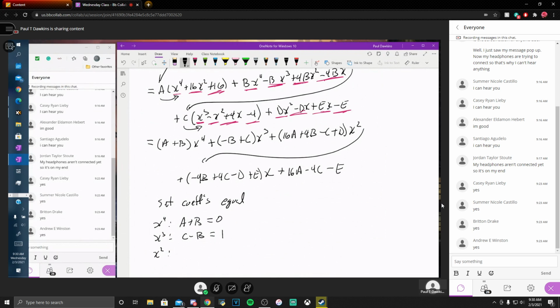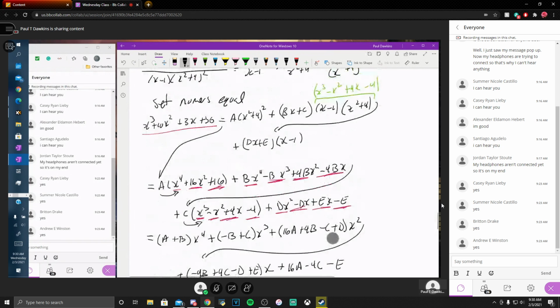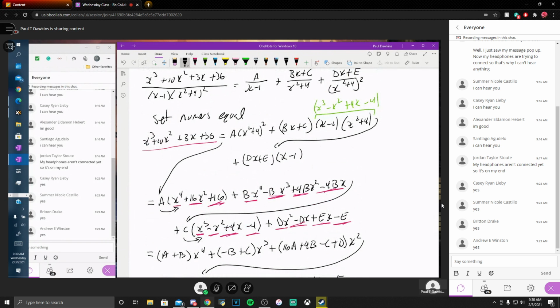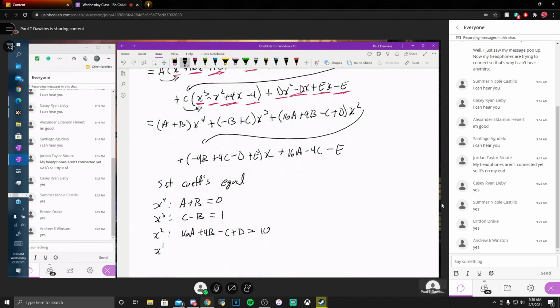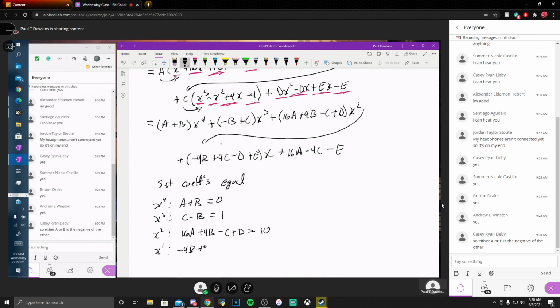X squared. It's getting a little bit messier now. So 16a plus 4b minus c plus d. And my x squared up here looks like I got a coefficient of 10. So this x squared here has to equal 10. X to the first power, again, a mess, but there it is. So minus 4b, Casey, we'll get there in a second. So minus 4b plus 4c minus d plus e. There we go.